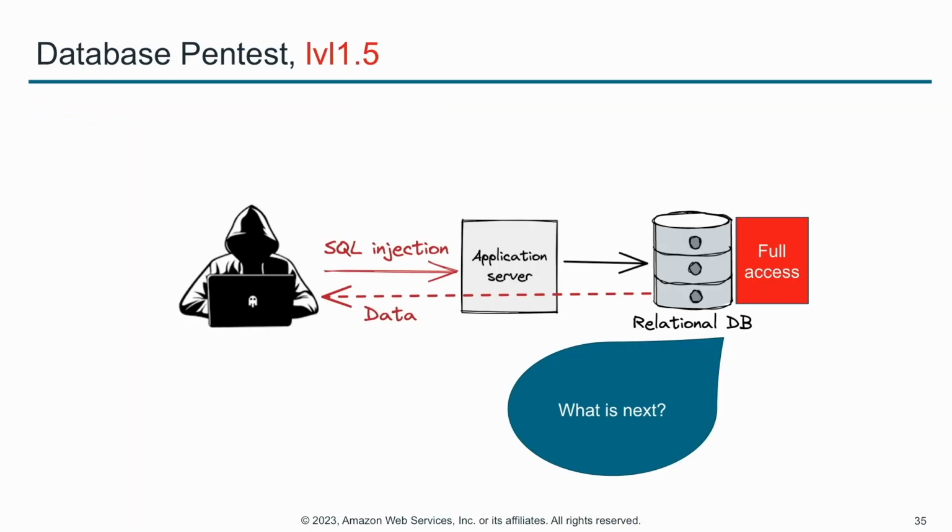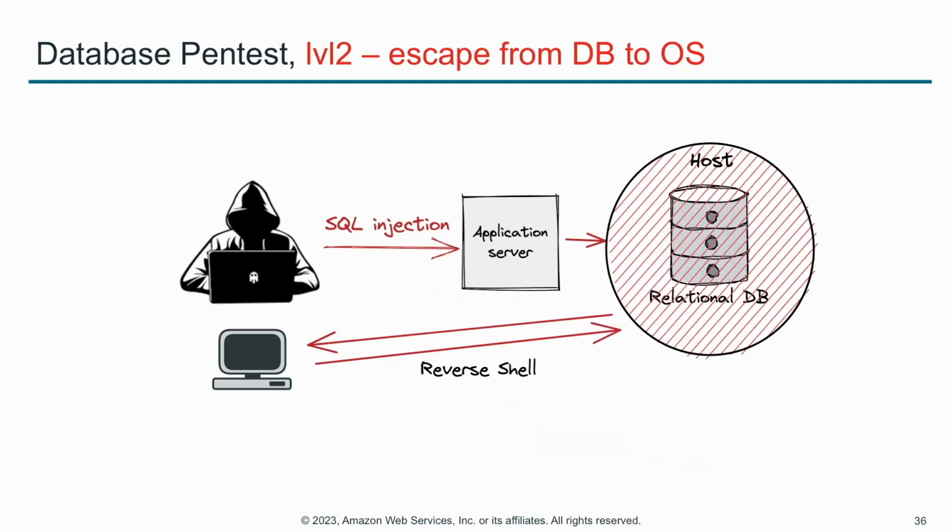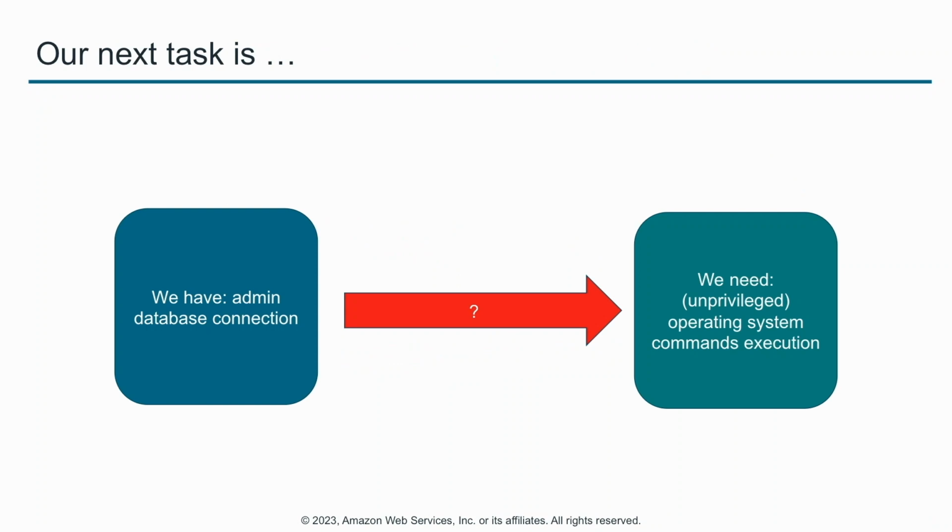All right, so what is next? We have full access to our relational database in MySQL or Postgres. And now what we want to do is escape from the database protocol and get a shell on the actual operating system. So this is what we will be doing next. We'll be escaping from the database to the OS, and we will be getting a reverse shell.